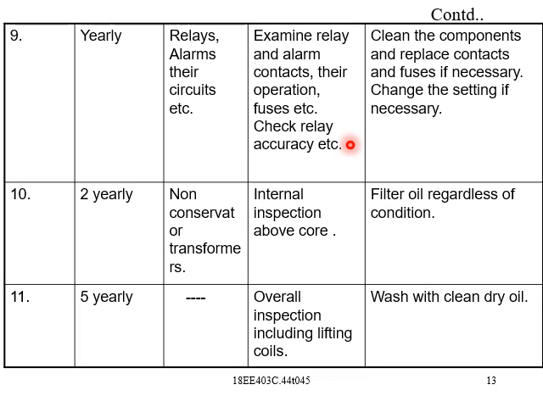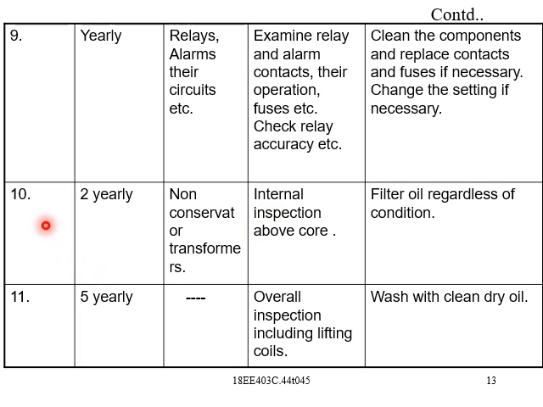If any problem occurs, the action to be taken is to clean the components, replace contacts and fuses if necessary, and change the setting if necessary. Here the relay is important: if any fault occurs, the relay senses the fault and gives a signal to the circuit breaker so as to trip the circuit from the damage. So these are to be maintained perfectly.